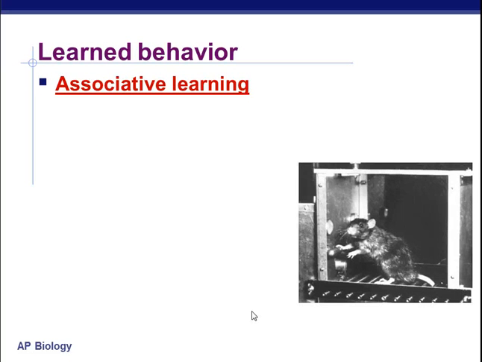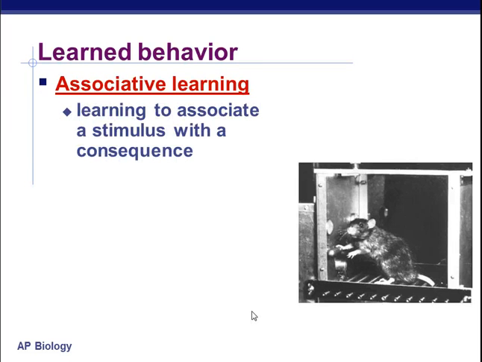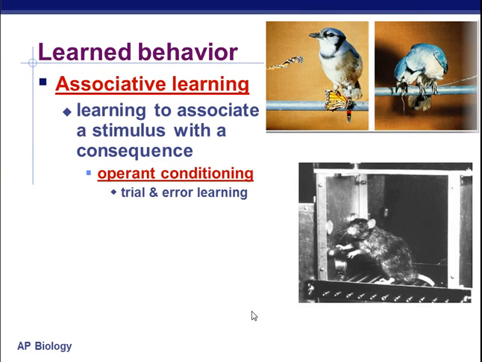So let's talk about learned behavior. There are a few different types of learned behavior. There is associative learning, and this is where you learn to associate a stimulus with a consequence. So there are a few types of that. Operant conditioning, which is trial and error learning. You try something and you find that it works or that it doesn't work. If it doesn't work, you're going to try it again. If it doesn't work, you'll try something else. If it does work, you'll do it again. Trial and error. We've all done that, right?